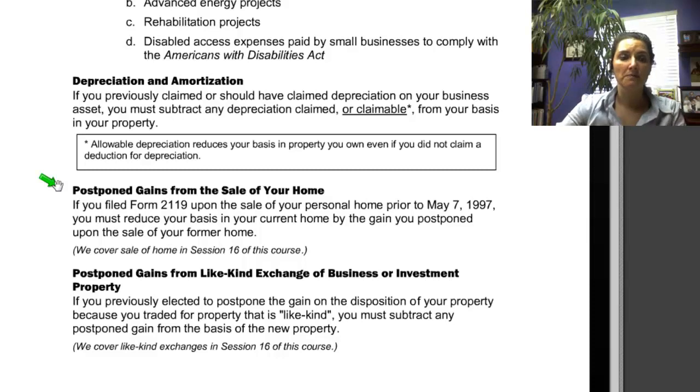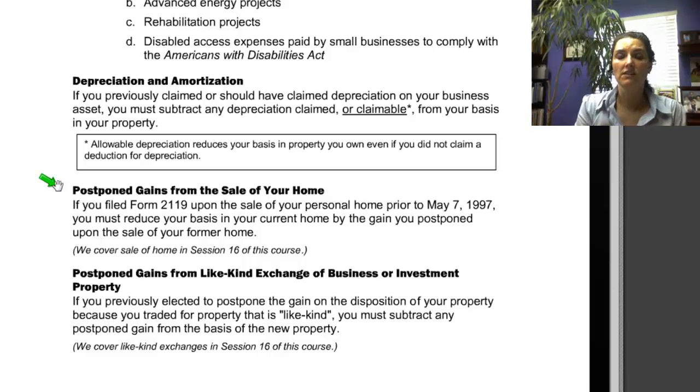Postponed gains from the sale of your home. Well, if you've been around long enough, you might remember the old days, and those are the pre-May 7, 1997 days. So it's been about 14 years since we've had to deal with these rules, at the 14-year point, 2011. But it's not hard these days to run across someone who's owned their house for more than 14 years.